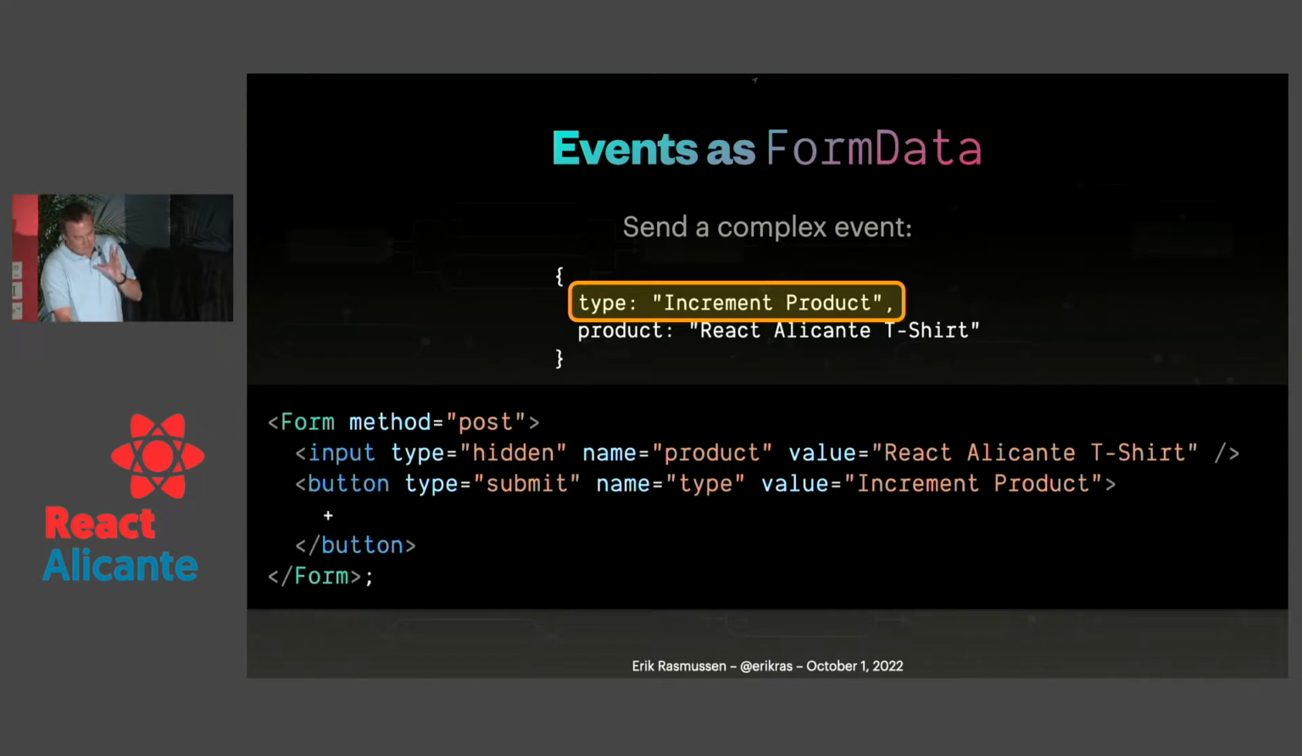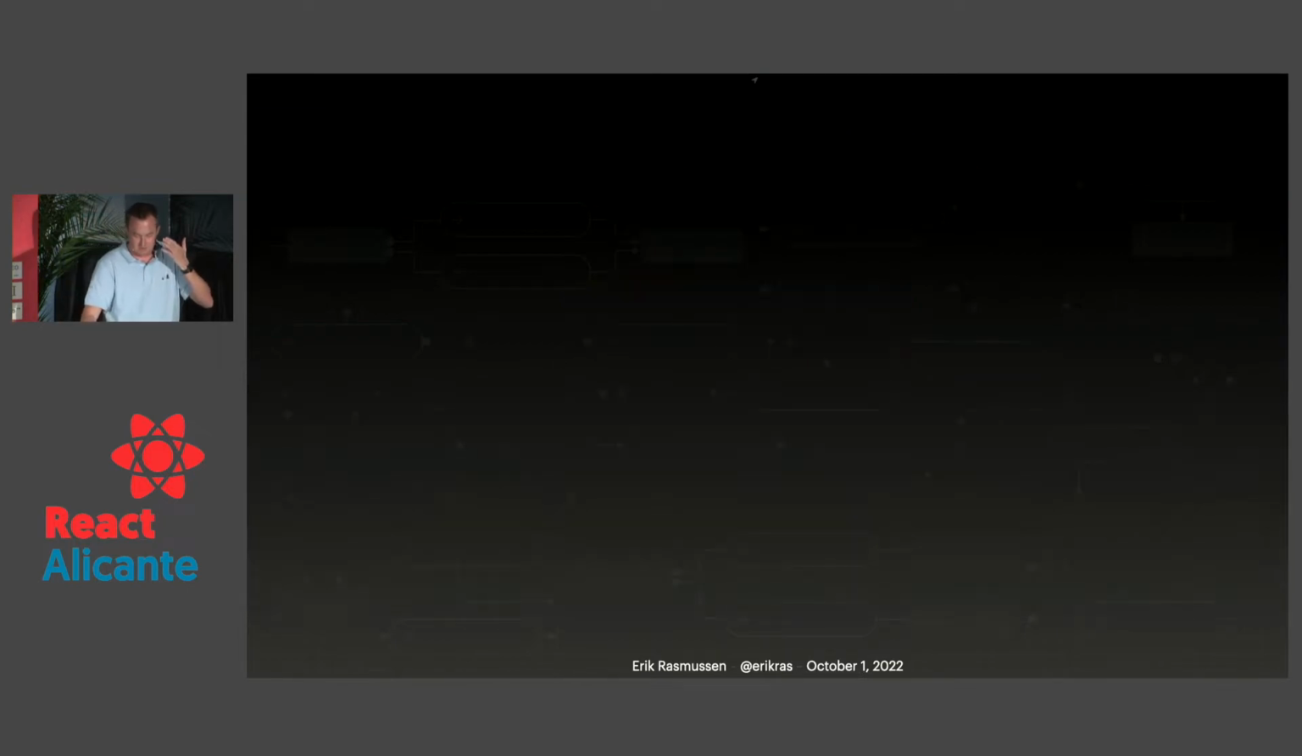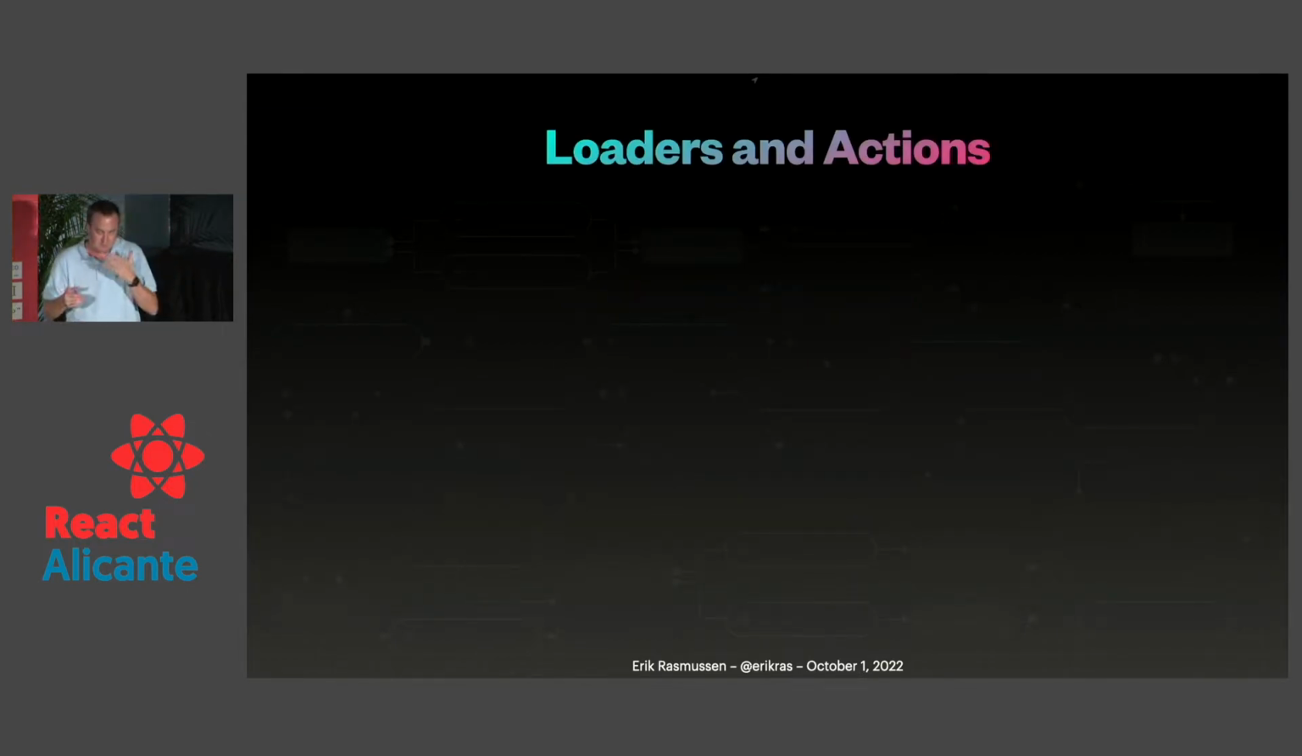Now, the way Remix works on the backend is there are two types of things called loaders and actions. A loader is what is run when you hit a route to fetch any data that is needed, and an action is what happens when you submit, you repost to a route.